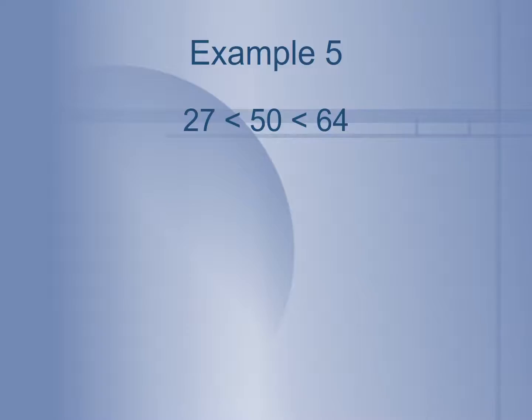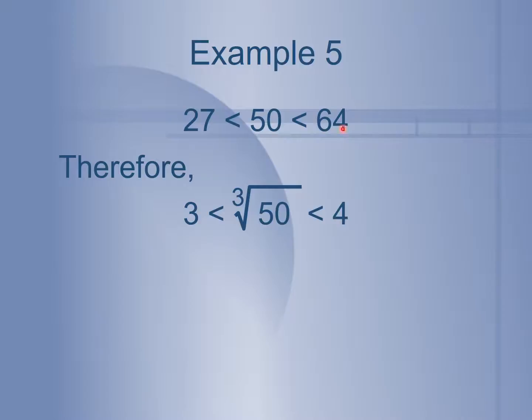Now we're going to switch to doing cube roots. For cube roots, you want to pull out that list of perfect cubes that we did at the beginning of this lesson, and we want to find the perfect cube before 50 and the perfect cube after 50. So that would be 27 and 64. Now we're going to cube root each number. The cube root of 27 is 3.